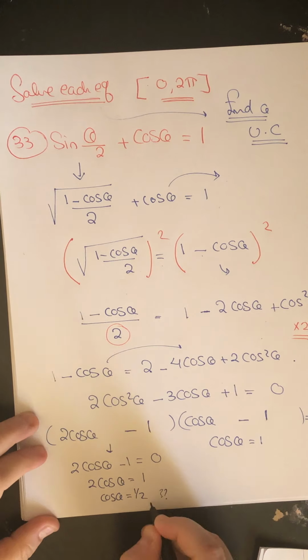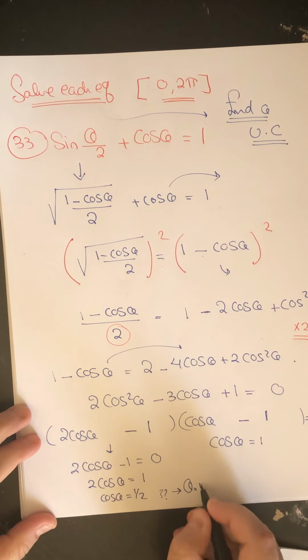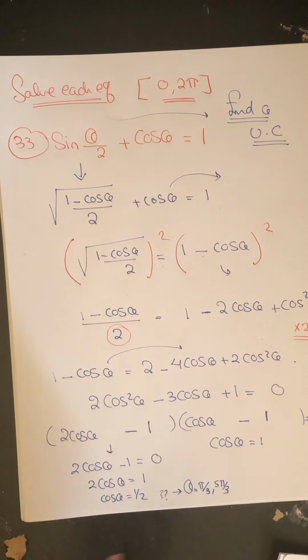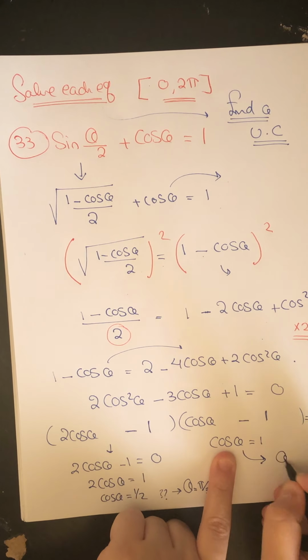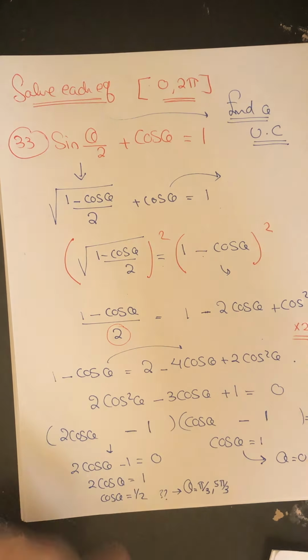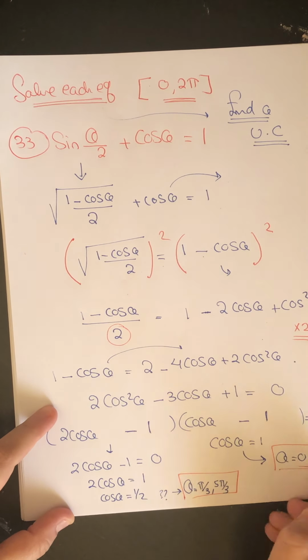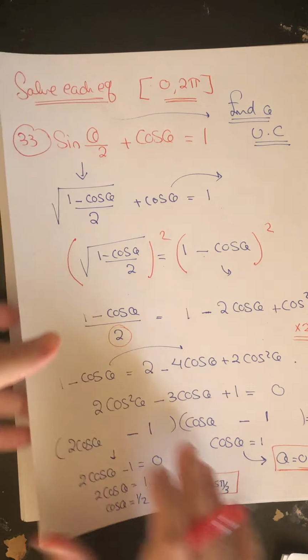When is cosine theta equal to half on the unit circle? You can check with the unit circle, it's at 5 pi over 3 and pi over 3. This is where cosine theta is equal to half. Cosine theta is equal to 1 at theta equals 0. So you have three answers, 0 and 5 pi over 3 and pi over 3. Please keep your unit circle beside you so you can refer to it.